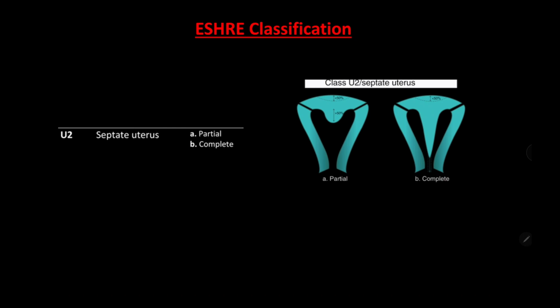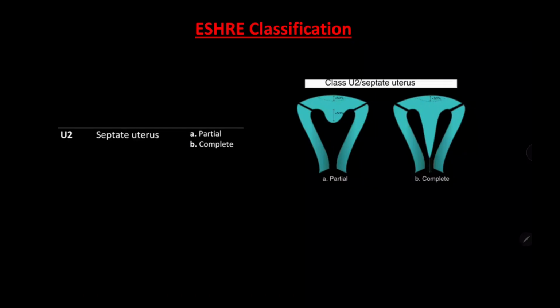Now, if it is less than 50%, we should look at the internal indentation. If the internal indentation is greater than 50% of the uterine wall thickness, then it is called septate uterus according to the ESHRE classification. And if this internal indentation is completely dividing the uterine cavity, it belongs to U2B, the complete septate. And if it is not completely dividing the uterine cavity, then it belongs to U2A, the partial septate uterus.